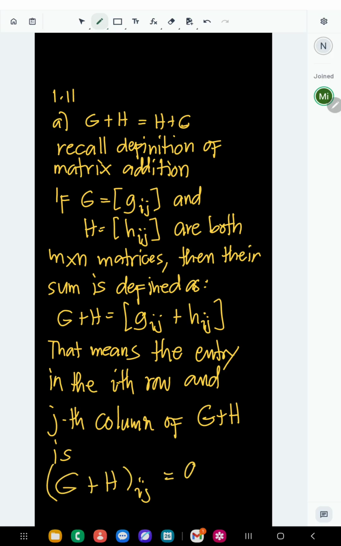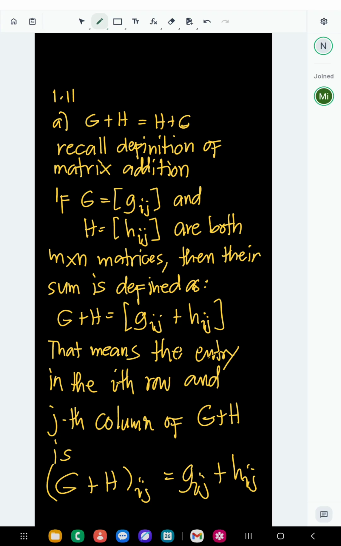Okay, then G sub ij plus H sub ij. I'll send you a screenshot so you can see. So we have that one. We already have that one by recalling the definition of matrix addition.